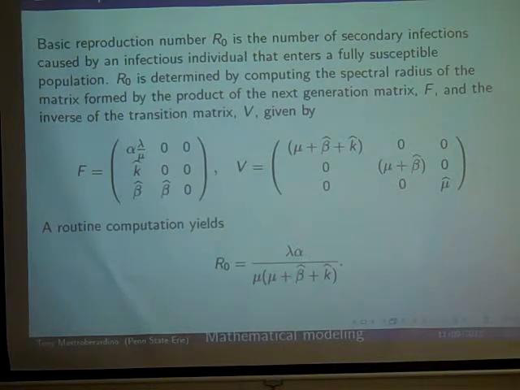And so once we have the system set up, we computed the basic reproduction number, which is the number of secondary infections caused by an infectious individual that enters a fully susceptible population. This is standard procedure. So you can see that the basic reproduction number is given at the bottom. The thing to note about the basic reproduction number is that an increasing recruitment rate to the susceptible class and an increasing transmission rate would increase the basic reproduction number, which should make sense.